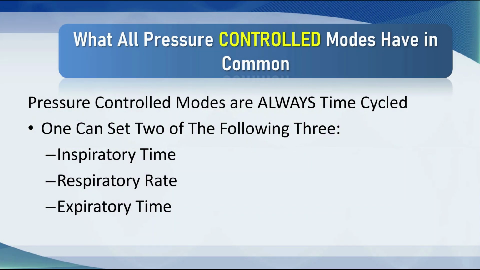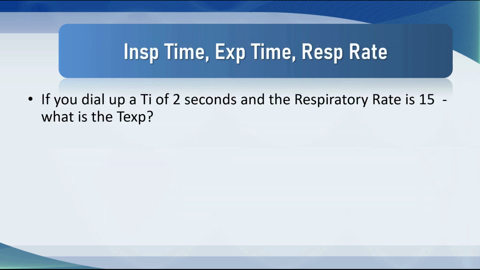As I've previously mentioned, all pressure control modes are time cycled. And in general, you can set two of the following three items. You can set the inspiratory time, the respiratory rate, and the expiratory time. So for example, you set the inspiratory time and the respiratory rate, the expiratory time and the respiratory rate, or the inspiratory time and the expiratory time. And I'll give you a few examples of how this can be done.